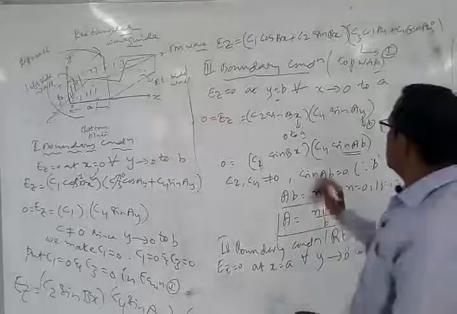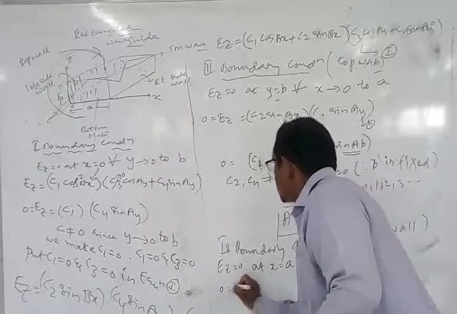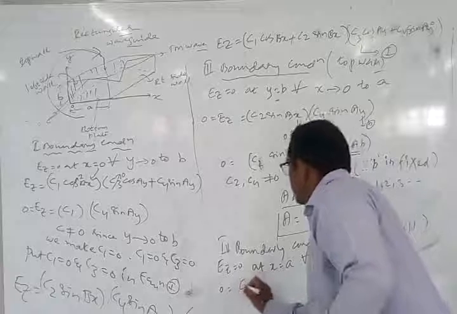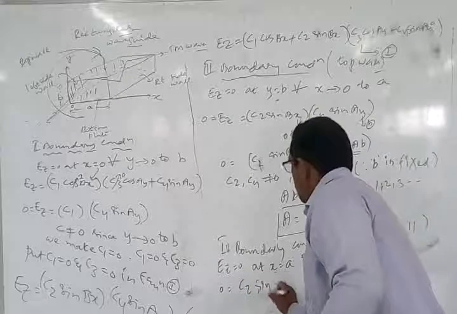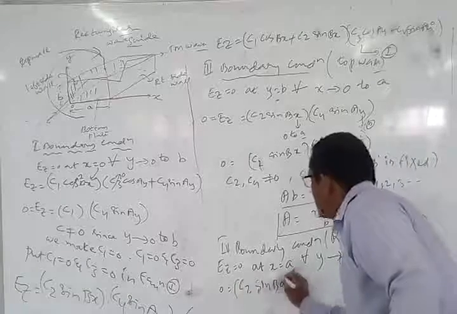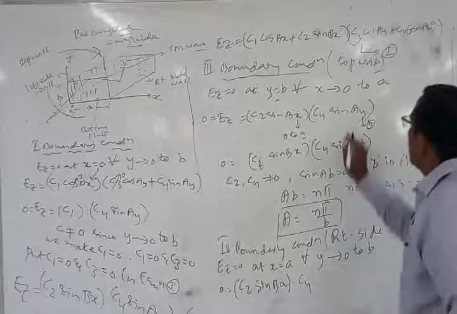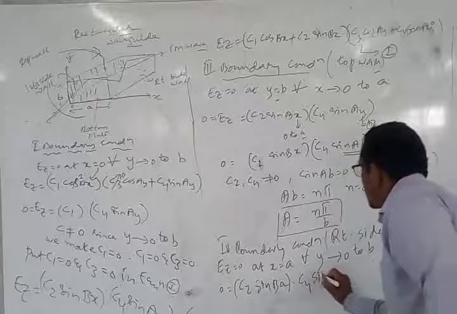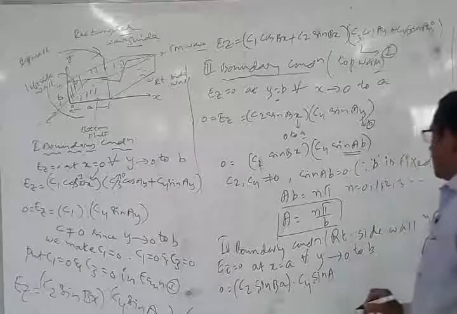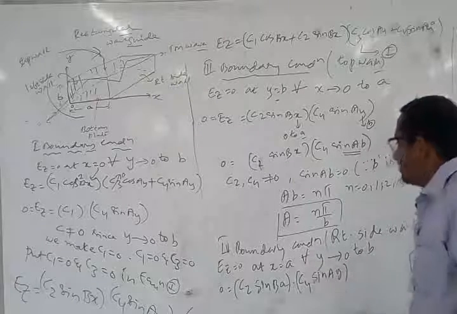Now in this equation, same thing once again. So I can just have 0 is equal to C2 sin Bx into C4 sin Ay. Y is varying between 0 to b, so therefore I can write y here like this.